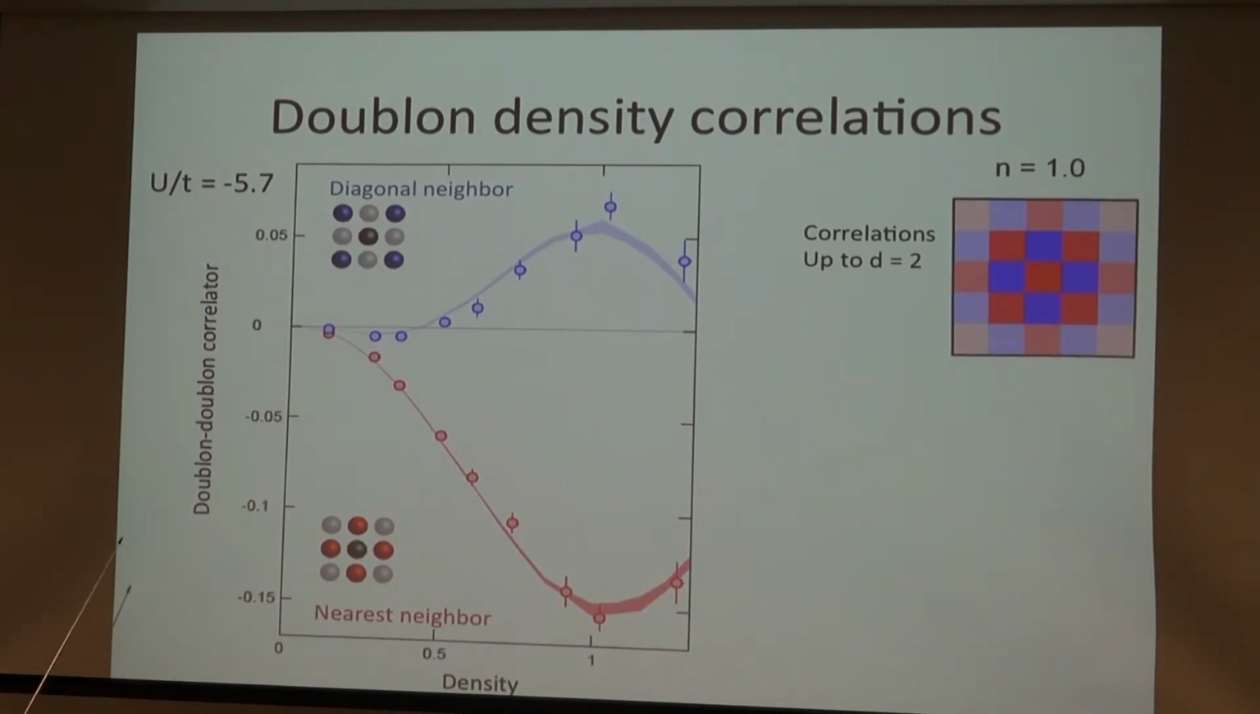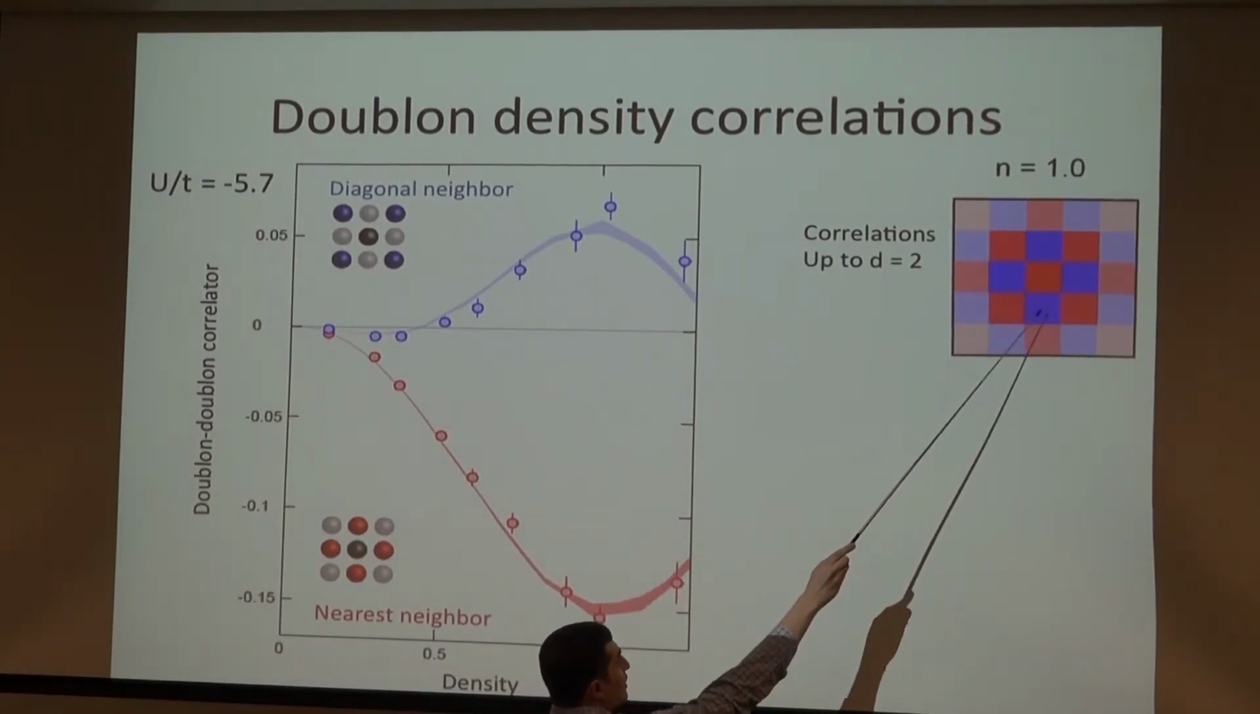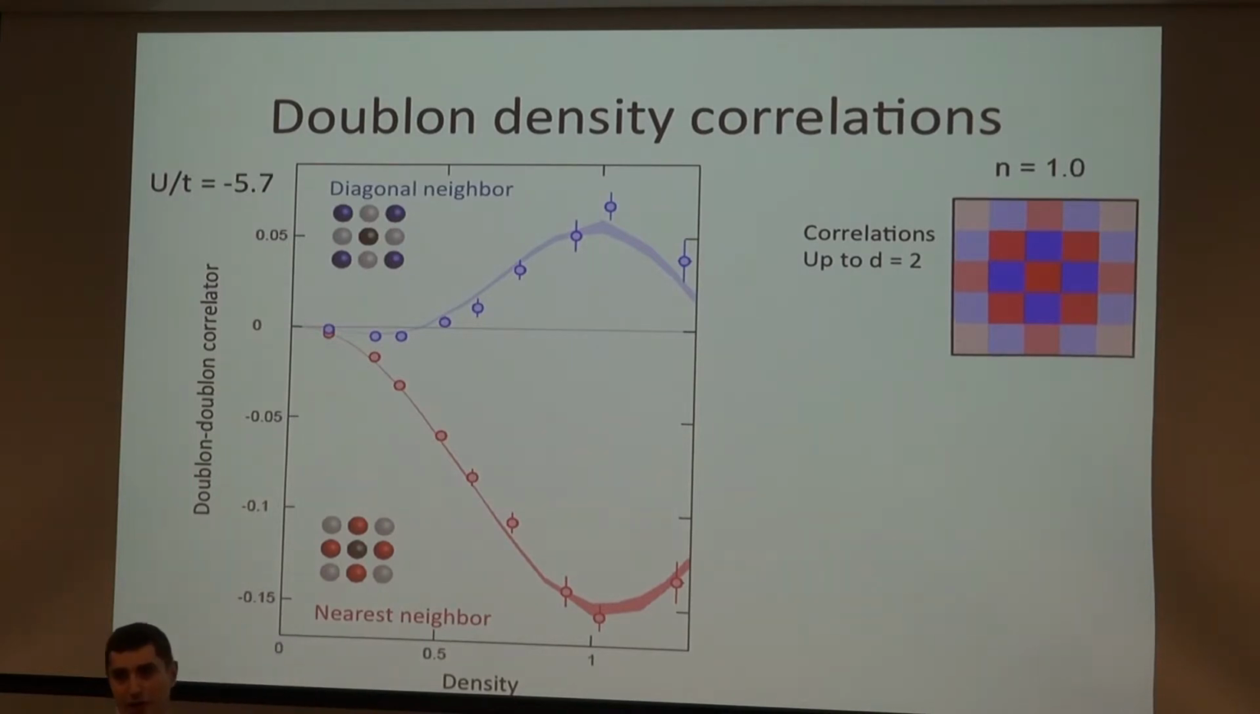Okay. So now we can measure the doublons, so we can measure correlations between the doublons. And indeed, they come out to be on a checkerboard. This means, for example, for nearest neighbor, if you have a doublon, the most likely thing is to find a hole next to it rather than another doublon. And on a diagonal, you're more likely to find another doublon. Now I'm going to plot them versus density, so I'm no longer restricted to working at half filling. I'm looking at any filling.